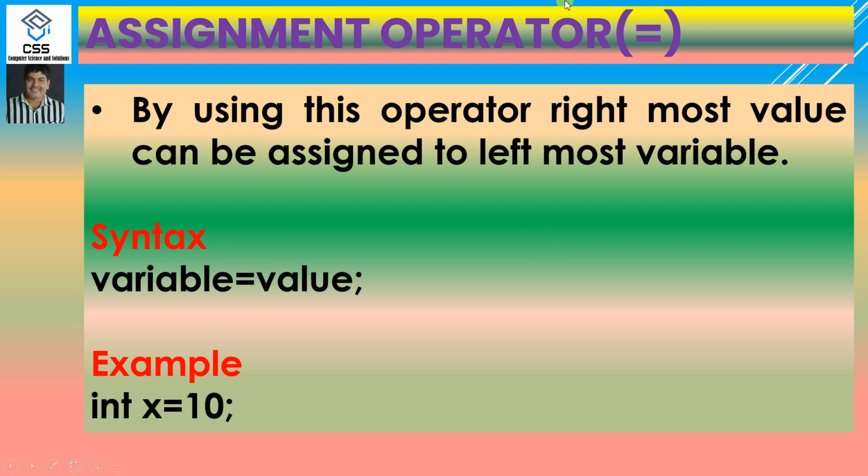Now we move to the assignment operator. As we know, the assignment operator is used to assign the rightmost value to the leftmost variable. Often when you write x equal to 10, the rightmost value 10 is stored in the leftmost variable, that is x. Single equal to is the assignment operator, whereas double equal to is the comparison operator, a relational operator through which we can compare values. Single equal to means the rightmost value is stored in the leftmost variable, for integer, character, float, etc. Hence single equal to is the assignment operator.